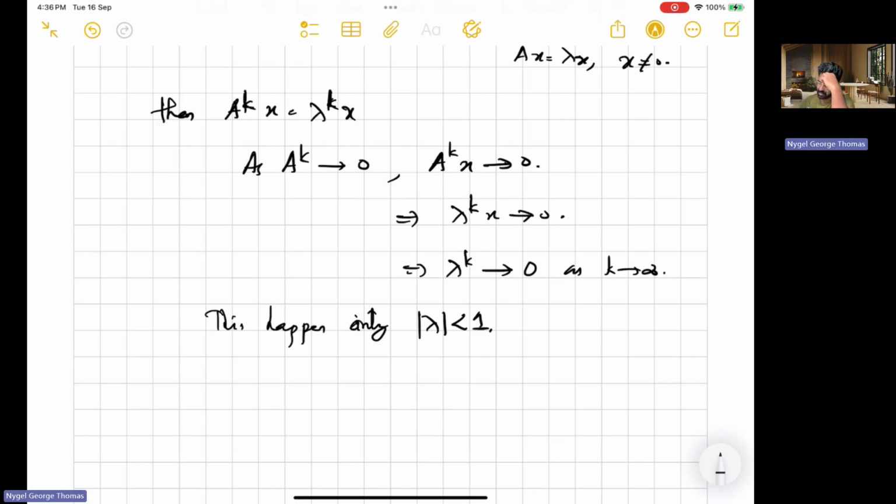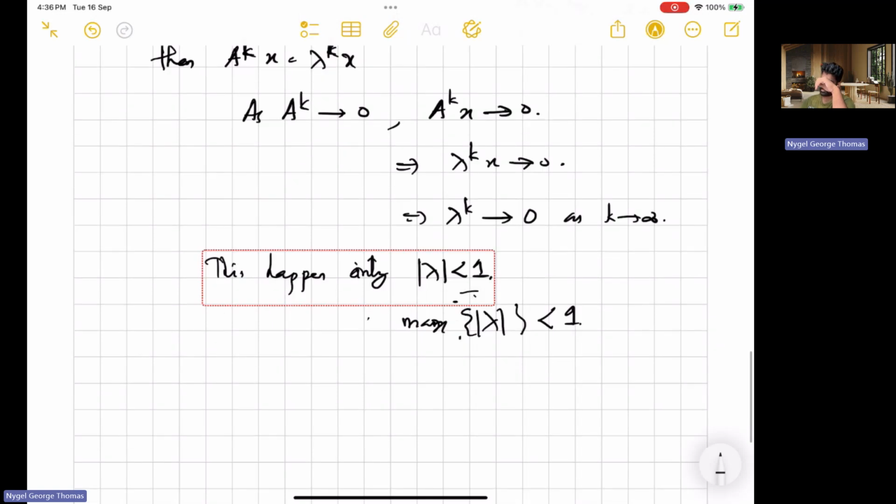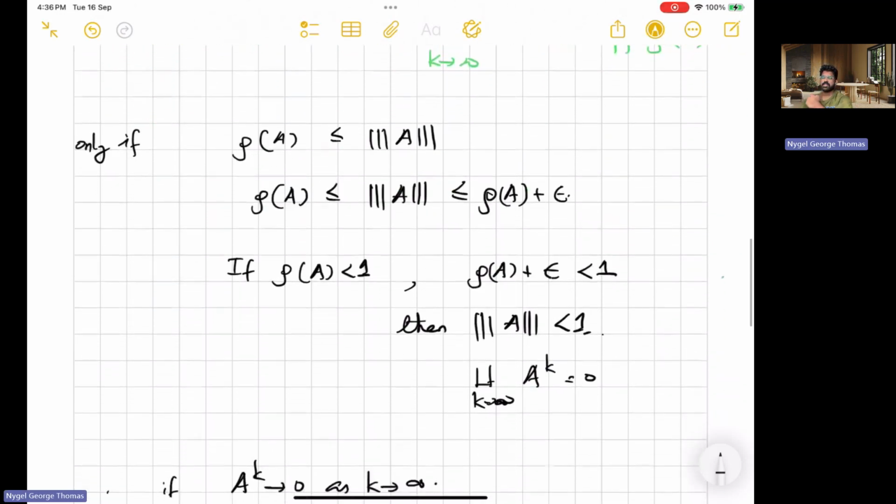If modulus of lambda is less than 1, then the max of modulus of lambda, for any eigenvalue, will also be less than 1, because this is also an eigenvector. For any eigenvector, this should be satisfied. This implies that rho of A should be less than 1. So hence proved. We've proved if and we've proved only if. So both these conditions are proved.